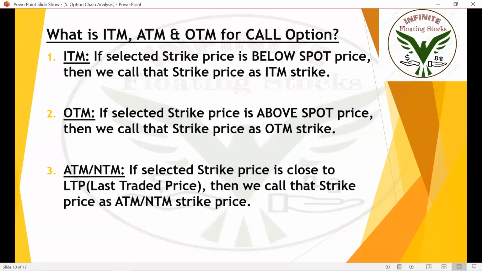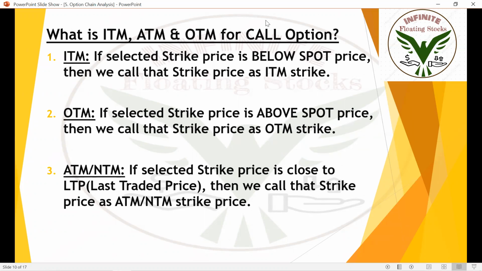So if the selected strike price is below the spot price, then we call it an ITM strike. If the selected strike price is above the spot price, then we call it an out of the money strike. I already explained that. Above the spot price is nothing but above the last traded price of Nifty Bank. I have selected Nifty Bank option chain data. So if the selected strike price is above the spot price, then we call it an OTM strike. OTM is nothing but out of the money. Out of the money is nothing but white area in the table.